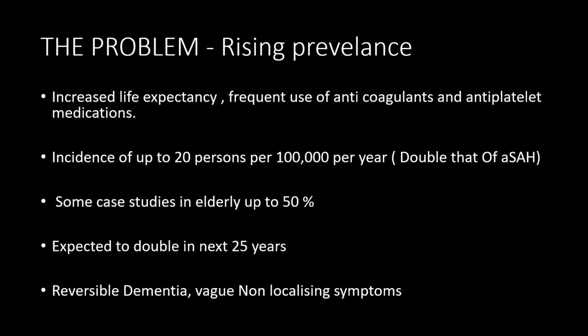So why is it so relevant nowadays? The life expectancy has gone up by many miles, and there is frequent use of anticoagulation and antiplatelet medication. In one of the studies, the incidence is up to 20 persons per 100,000 per year, almost double that of aneurysmal bleeds, and it is expected to double in the next 25 years. Many of you might know it is one of the most easily treatable causes of reversible dementia, but it usually presents with vague, non-localizing symptoms.